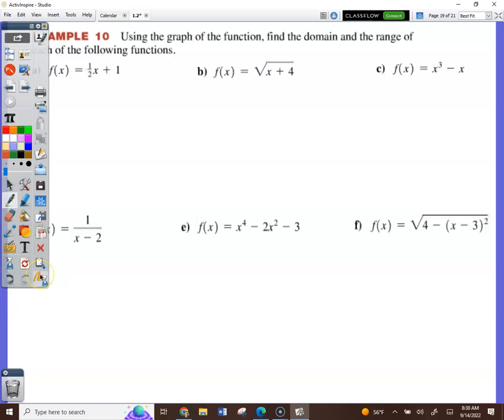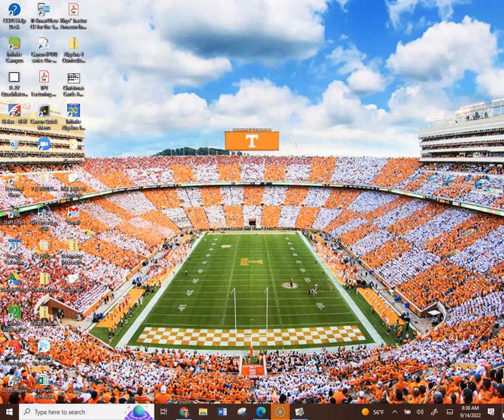Okay, so let's read the directions and see what it says. Use the graph of the function, find the domain and the range of each. So they're saying graph it, look at it, and then state the domain and the range. I'll graph it on my calculator up here. You should be able to state in your mind, like whether, hold on, oh, there it is.